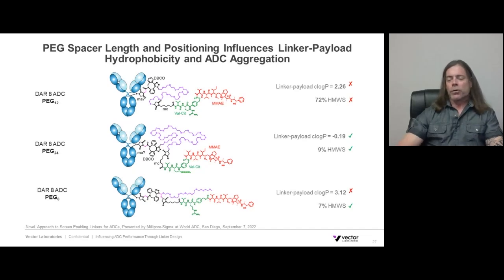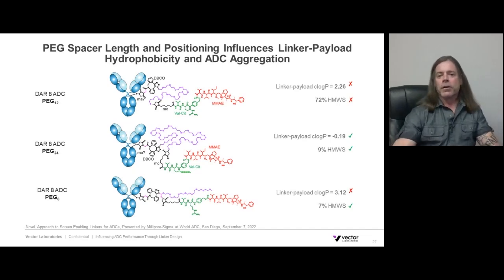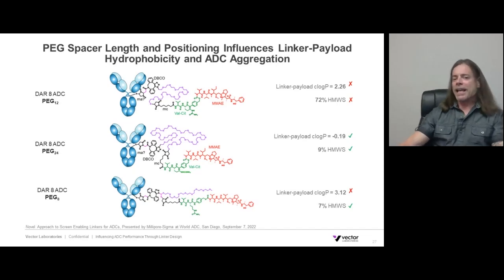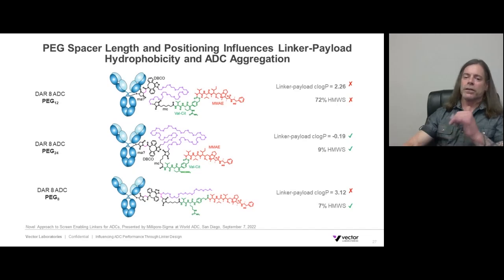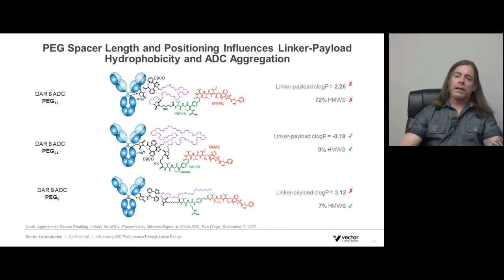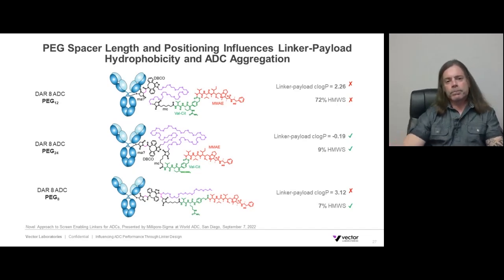They further went on to show that you can put a PEG-12 and a PEG-24 on the side, and it reduces your aggregation even further. But this just goes to show that PEG spacer length and the positioning of that PEG can also influence linker payload hydrophobicity and ADC aggregation, and those two aren't necessarily correlated. And if you have a really problematic combination of reactive group, cleavable trigger, and payload, you might have to optimize both of those variables.